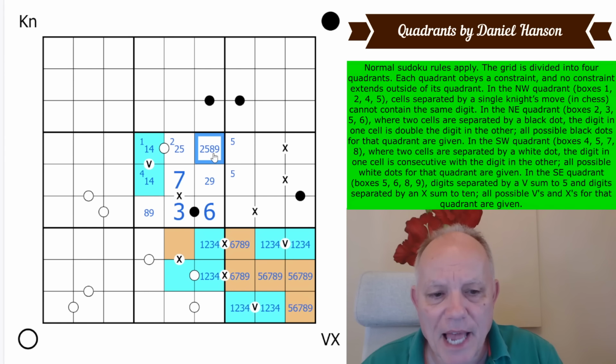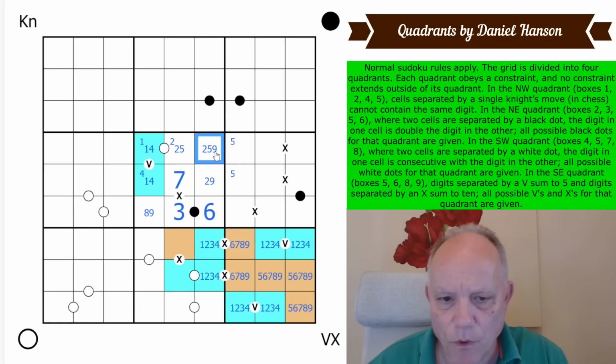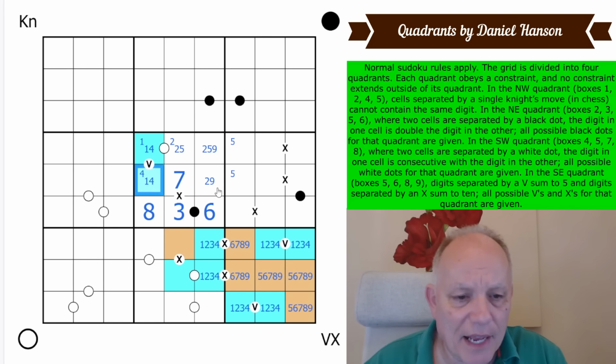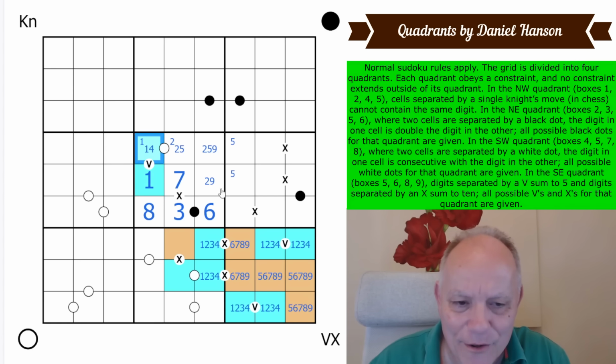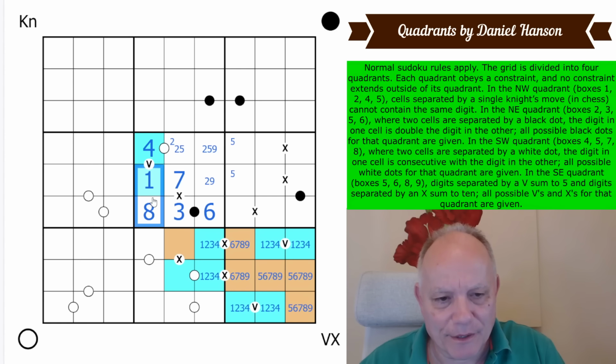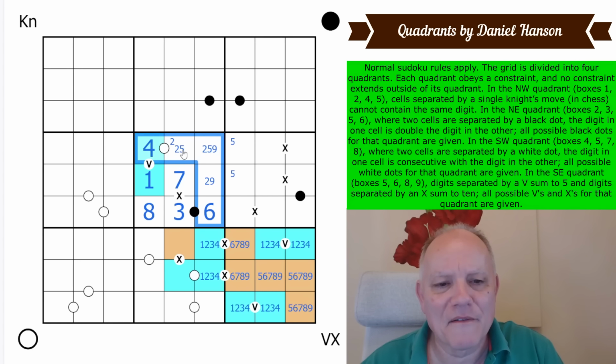Now, this can never be 8 because 8, 2 would need an X and 8, 9 would need a white dot. So we've only got one place for 8 in the box, and that's here. And that can't sit next to 4. Oh, this is beautiful. Therefore, because there'd be a black dot. Everything applies in this lovely middle box.